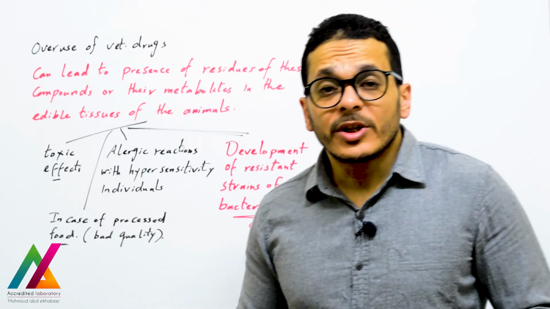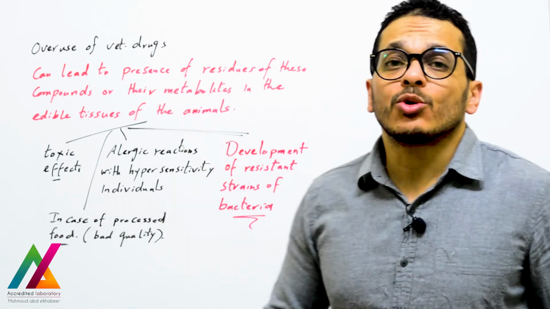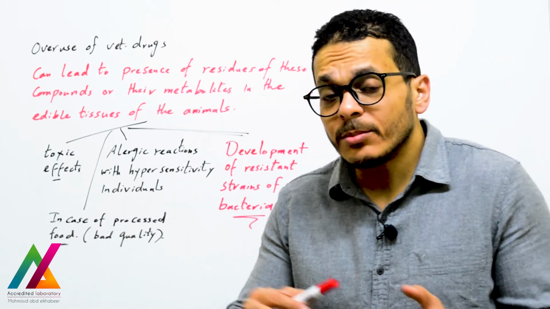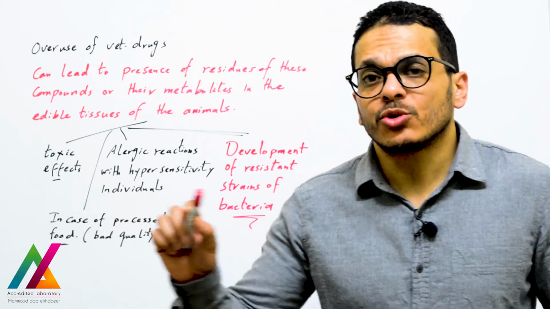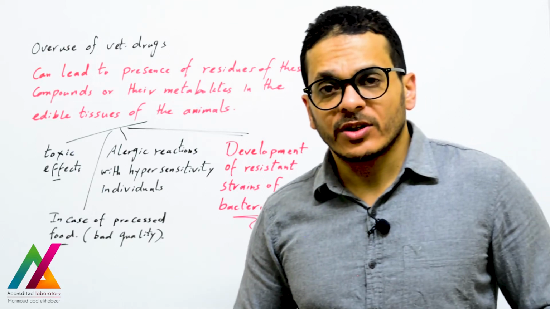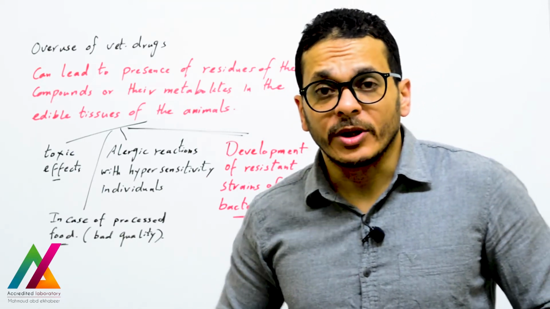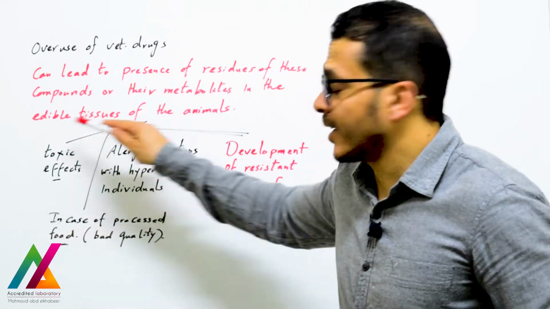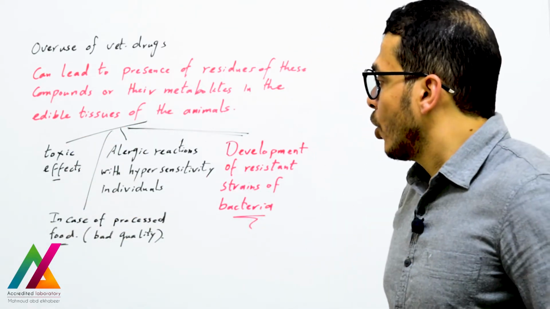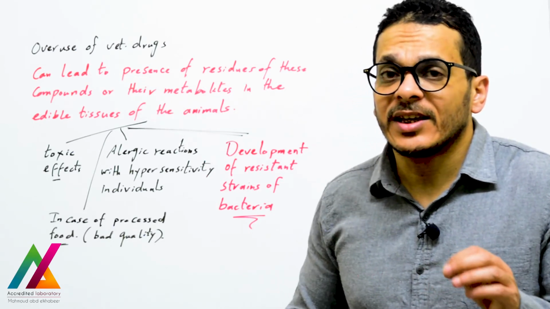The overuse or misuse of veterinary drugs given to animals can lead to the presence of residues of these compounds or their metabolites in the edible tissues of animals. So there will be residues of these veterinary drugs in the edible tissues that will also be transferred to the human, and that can have toxic effects, and also allergic reactions in hypersensitive individuals.